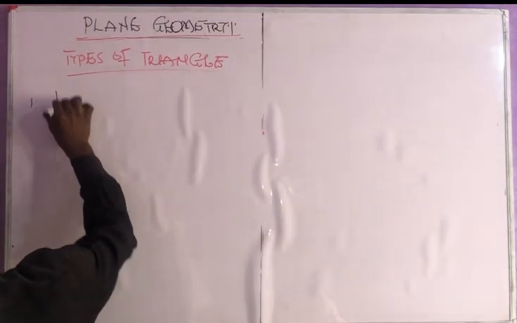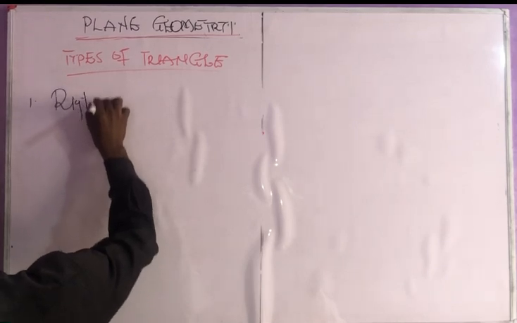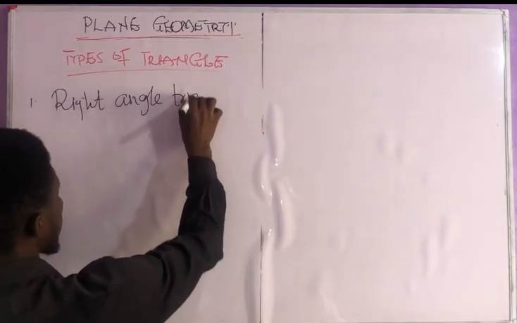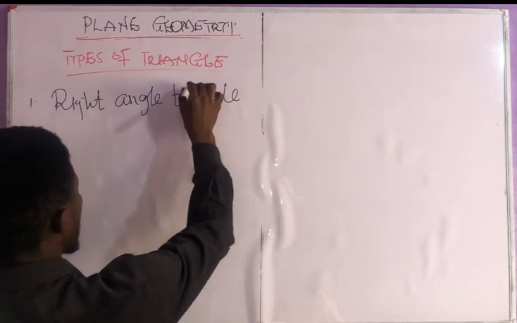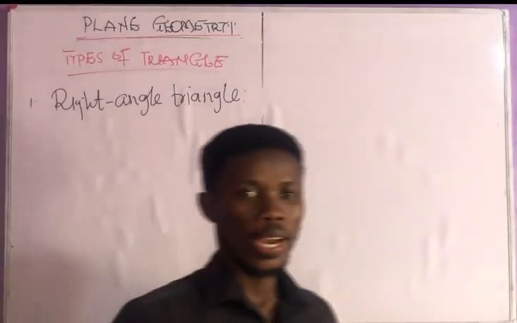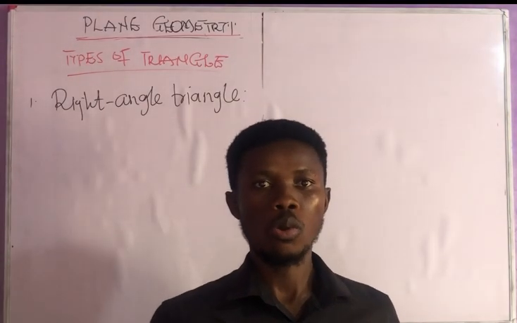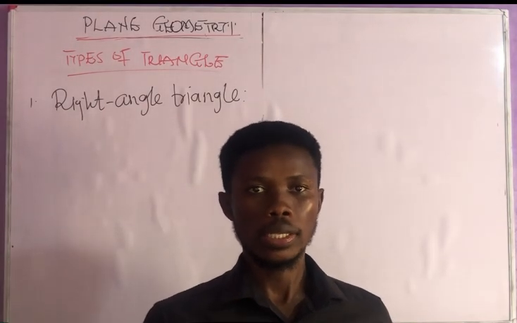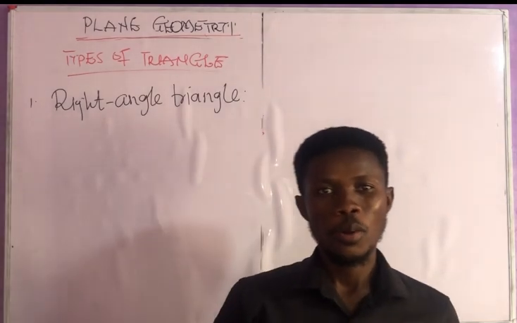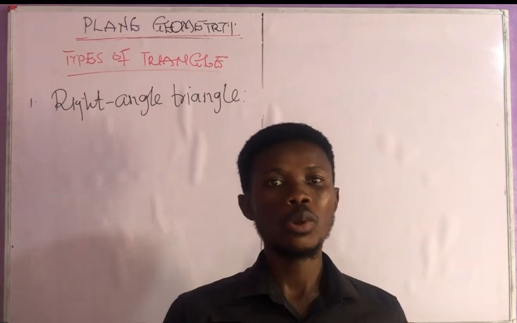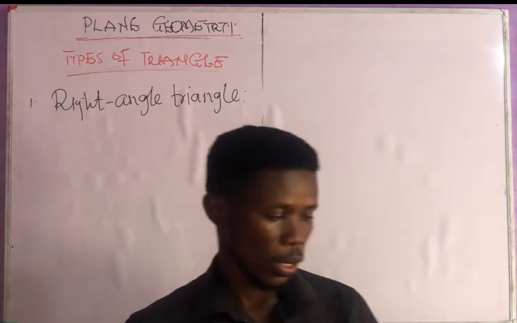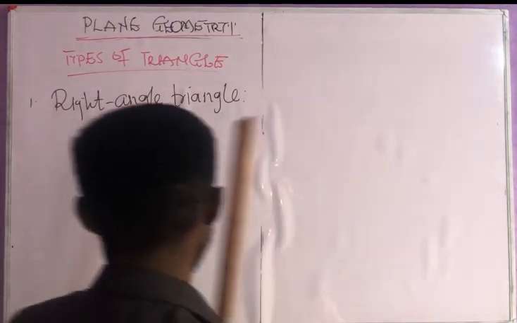Okay, what do you mean by right angle triangle? If you recall, we looked at right angles and we said that right angles are equal to 90 degrees. It's the same thing. A right angle triangle is a triangle in which one of the angles is what? 90 degrees. Okay, so now let's look at how the diagram looks like.